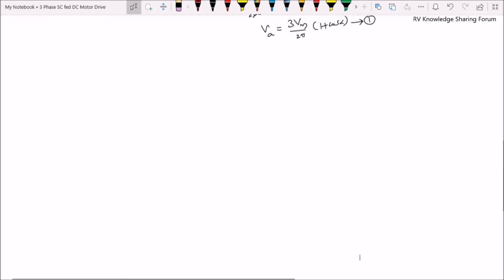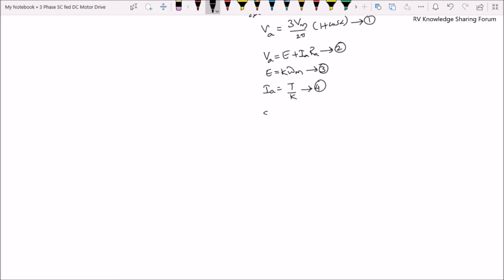So for a DC motor, we know that VA is equal to E plus IA RA. Let this be equation 2, and E is equal to K into omega m, and IA is equal to T by K. So these are all DC motor equations. So substitute 1, 3 and 4 in 2.